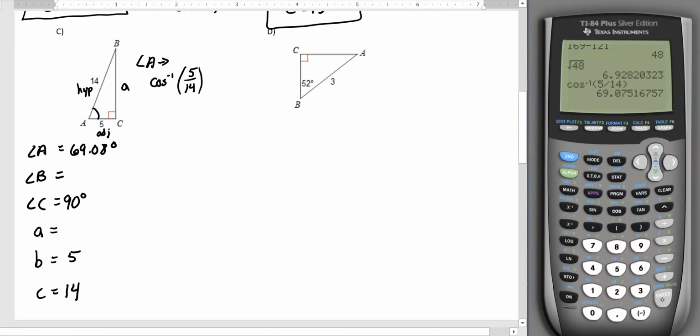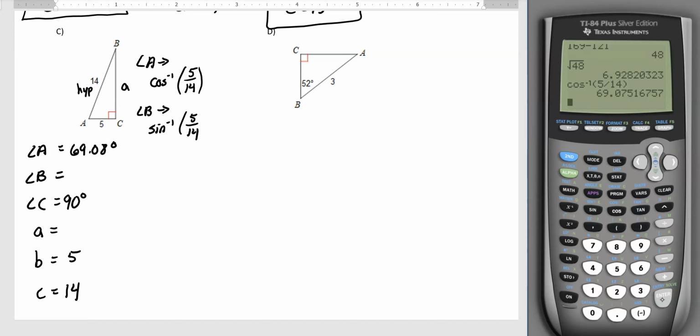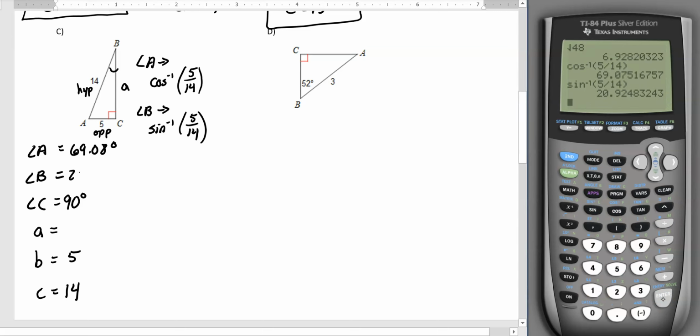And to find angle B, I would use sine inverse of 5 over 14, because this side for angle B would now be my opposite, right? If I'm dealing with this angle, this is now the opposite side. So sine inverse of 5 over 14, close parentheses, 20.92 degrees.